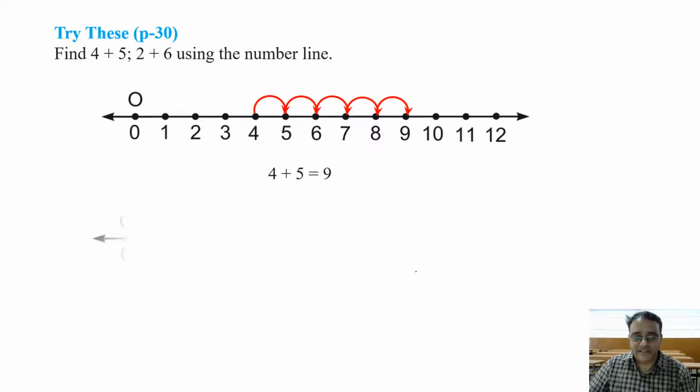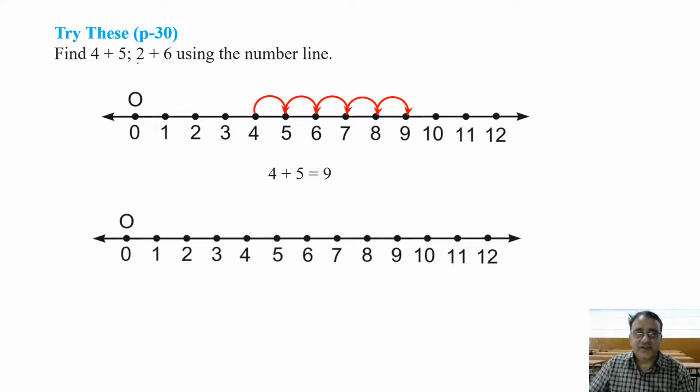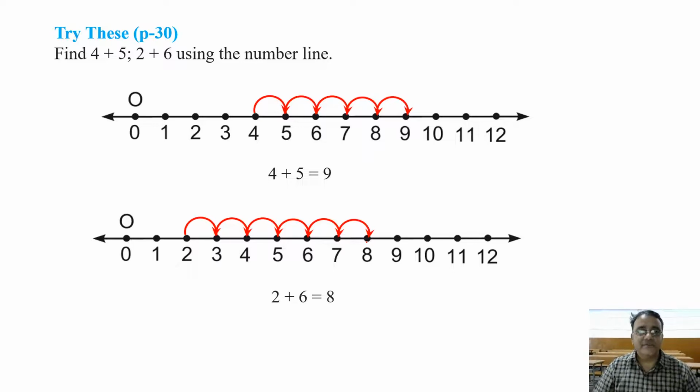Next, 2 plus 6. We have to start from 2 and add 6, so 6 jumps. We start from 2: 1, 2, 3, 4, 5, 6. So we reach 8. So 2 plus 6 is equal to 8. So this is an example for addition.